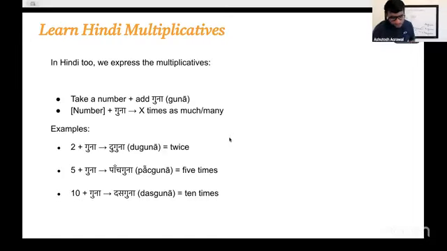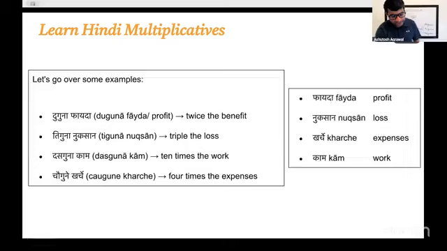Just for everyone, let's repeat these. Do plus guna is... I'll work with you, Unaji. Do guna. Panch guna. Yes, panch guna, very good. And das guna. Beautiful. Duguna, panch guna, and das guna.